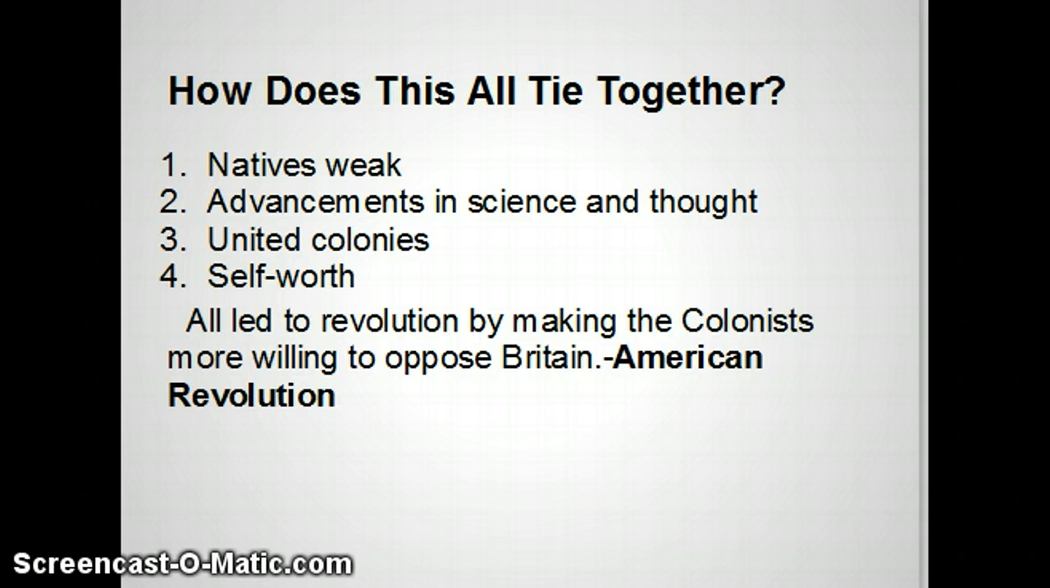Thirdly, the colonies started to unite because of their newfound common faith. As a result, they would fight together instead of fighting among themselves. And lastly, the people started to believe that they were valuable instead of lower class. So they were insulted by the British treating them like children. And this all led to the American Revolution.